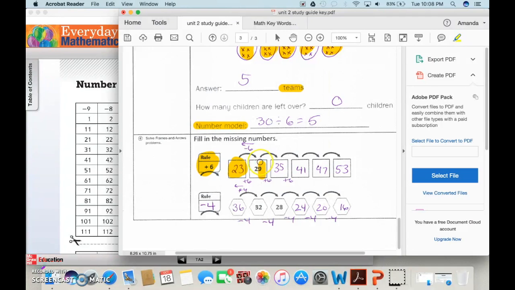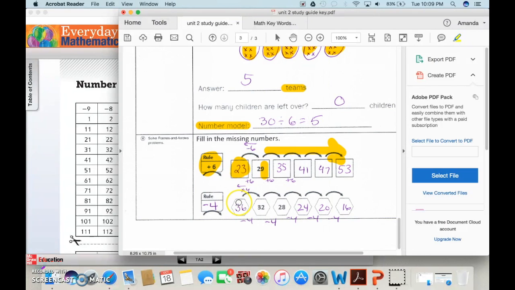This one is where it got a little bit tricky. So since it was going plus 6 this way, I needed to go the opposite way to go backwards. So I took away 6 and I got 23. So if I were to check my work, I could also say blank plus 6 equals 29, and I know that 23 would work. So 23 plus 6 equals 29, so my answer is good there.